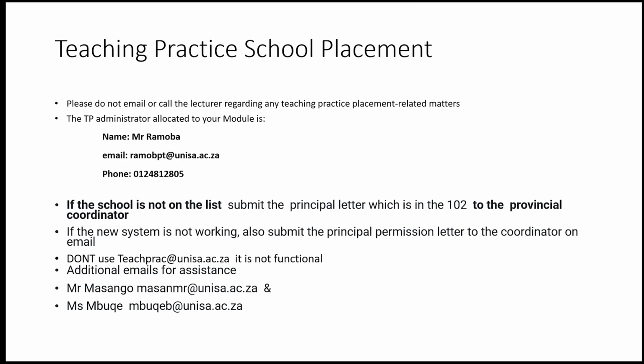Should you encounter any challenges regarding your placement, such as if the school is not on the list, please submit the principal letter, which is in tutorial letter 102, to the provincial coordinator. The contact for the provincial coordinator is in your tutorial letter 102. Again, if the new system is not working, also submit the principal permission letter to the coordinator by email.